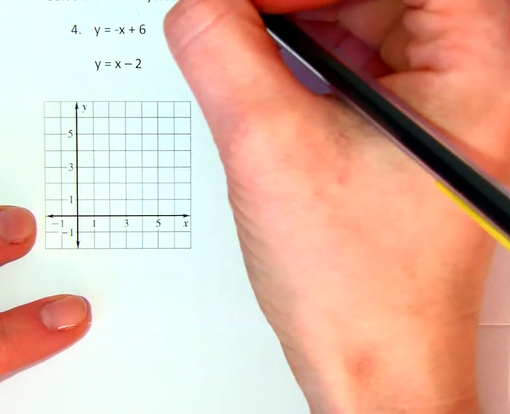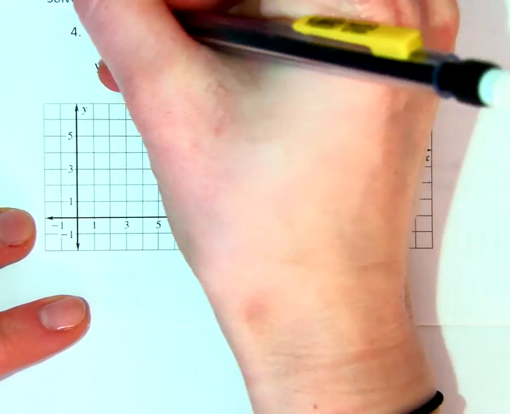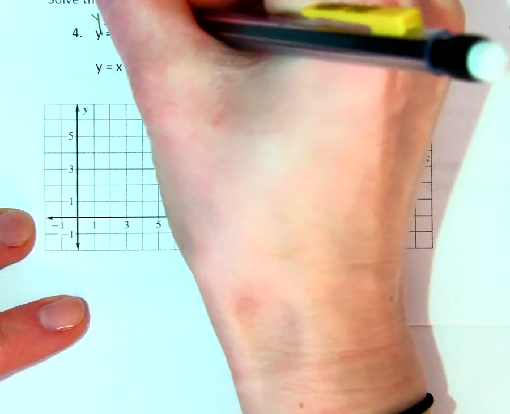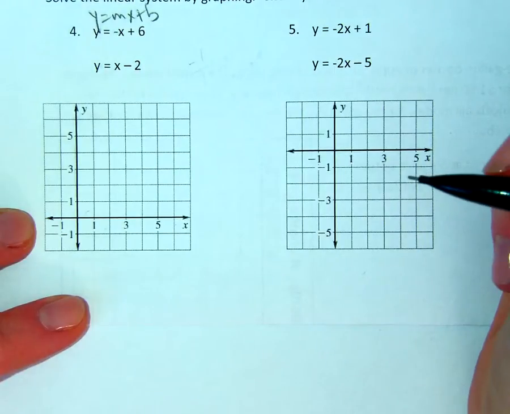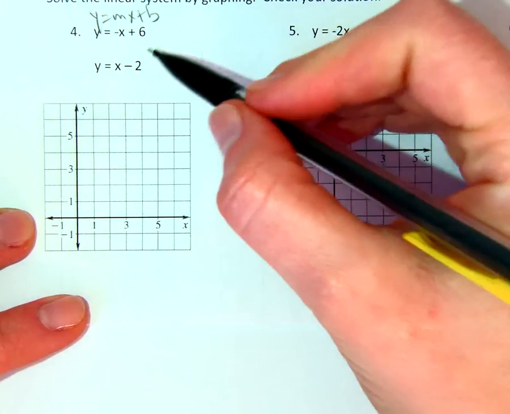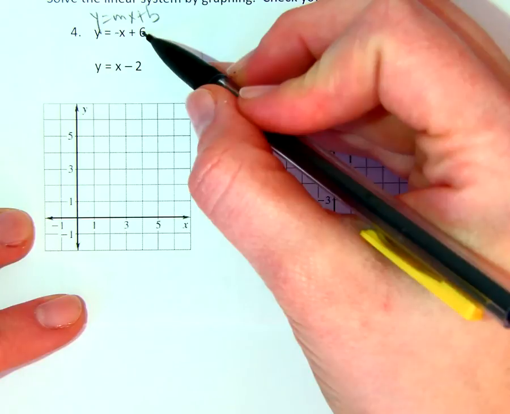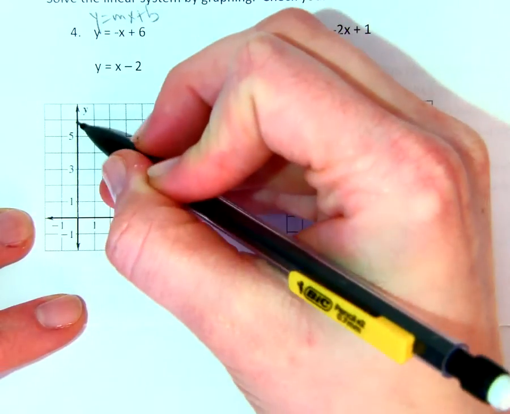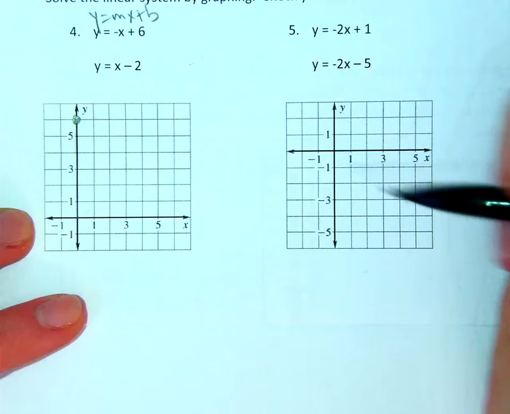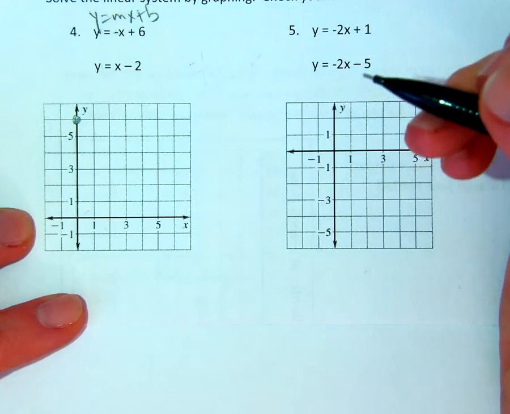I see that I have y by itself on both of these. Both of these are in y equals mx plus b format. So I know I can graph them both. So I'll start with the top one. My y-intercept is 6. So I will go up 6 and put a point. I know that's where this line's going to start.